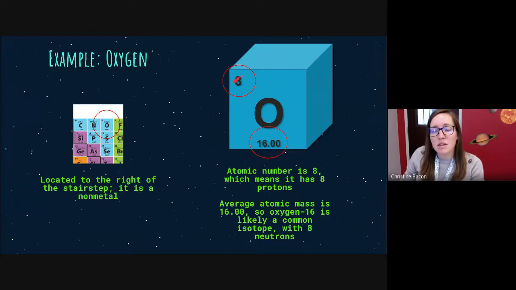Its atomic number is 8, which tells me it has 8 protons. Its atomic mass is 16, even. It doesn't have any decimal points. So we know that oxygen 16, with a mass of exactly 16, is the most common isotope. And we know we can calculate the number of neutrons by subtracting the protons from the atomic mass to equal 8 neutrons. So oxygen exists in its most common state, in its most common isotope, with 8 protons, 8 neutrons, and 8 electrons.